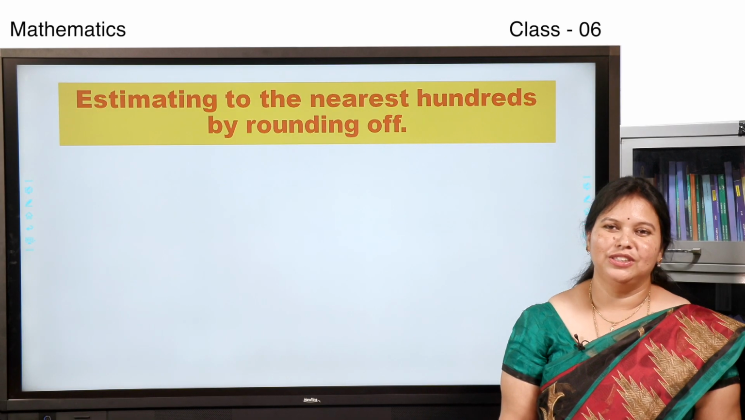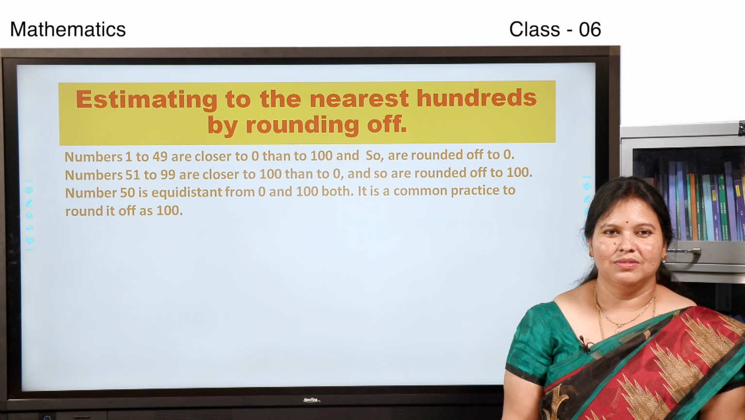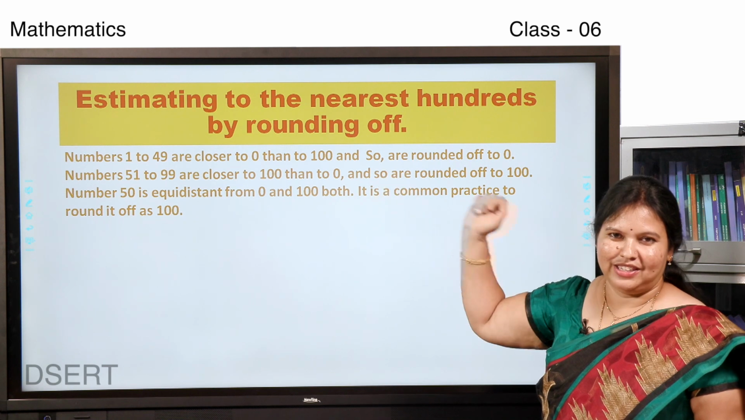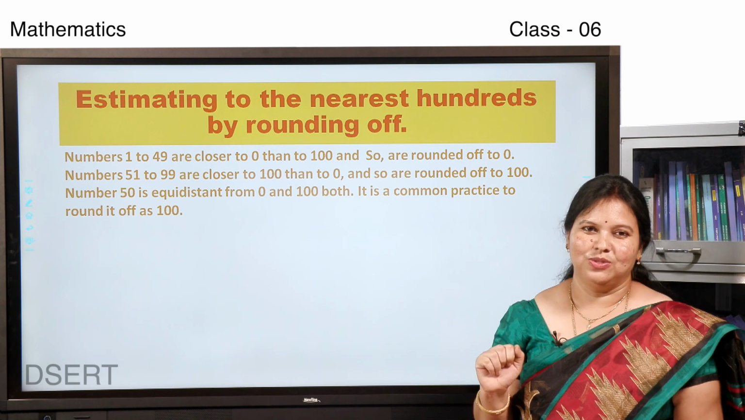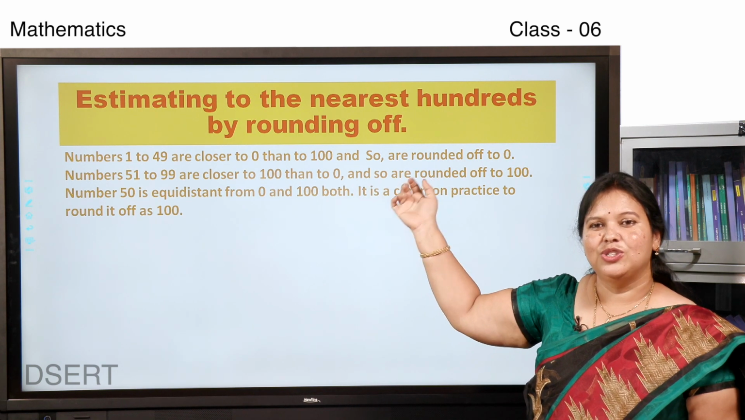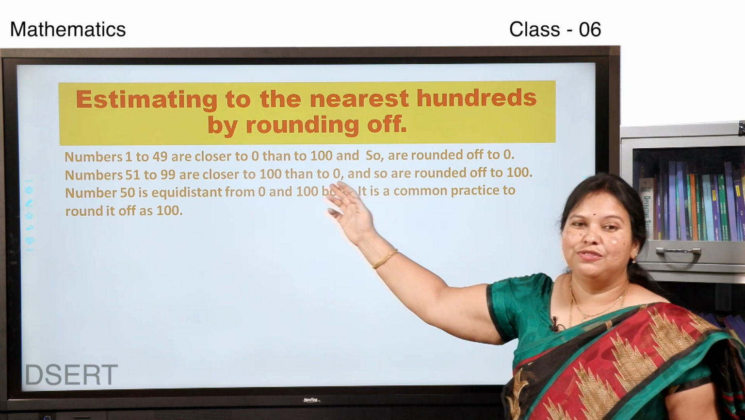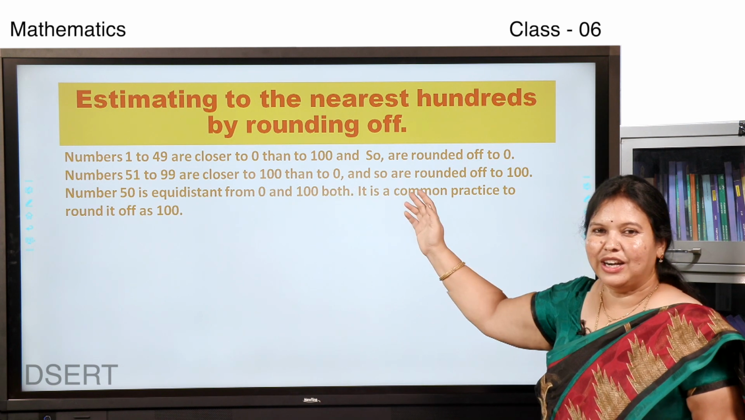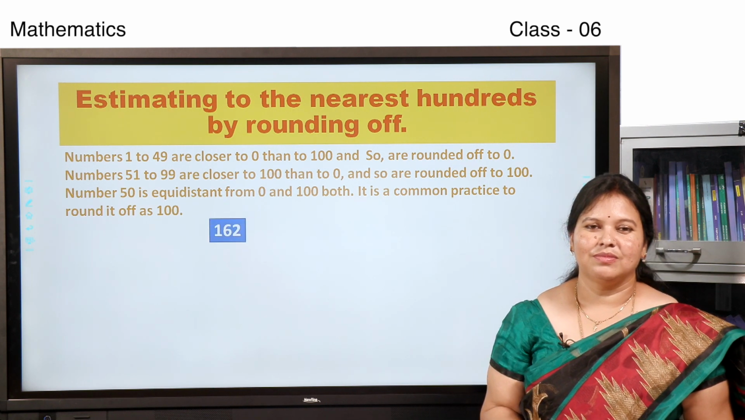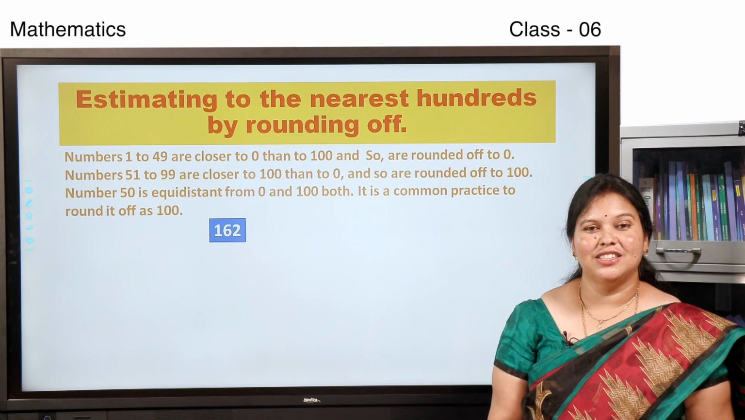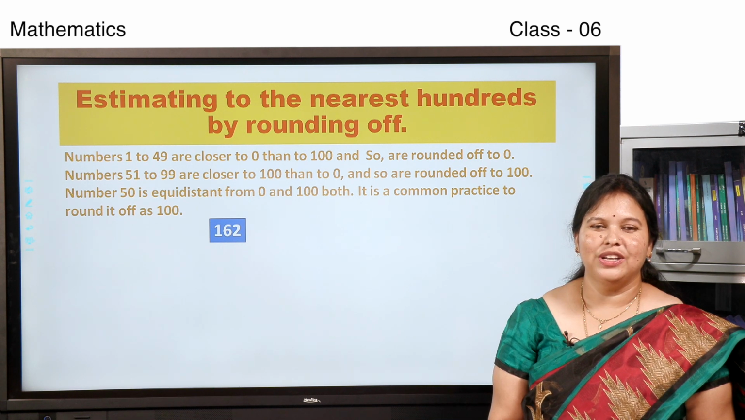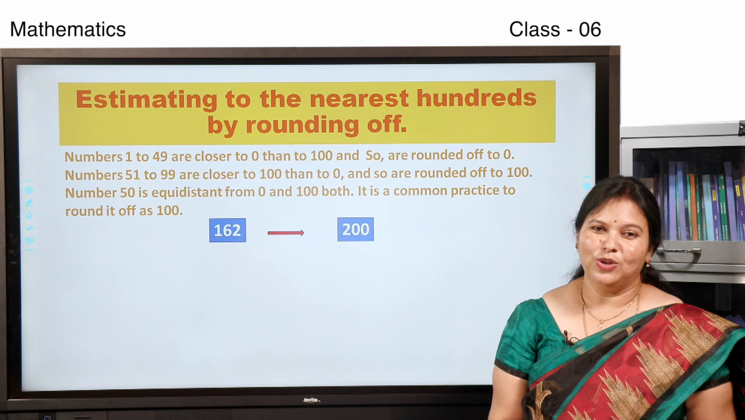Now we will estimate to the nearest hundreds by rounding off. Numbers 1 to 49 are closer to 0 than to 100. So, are rounded off to 0. Numbers 51 to 99 are closer to 100 than to 0. So, are rounded off to 100. Number 50 is equidistant from 0 and 100 both. It is a common practice to round it off as 100. So, how to round off 162 to the nearest 100? Yes, 162 can be round off to 200.